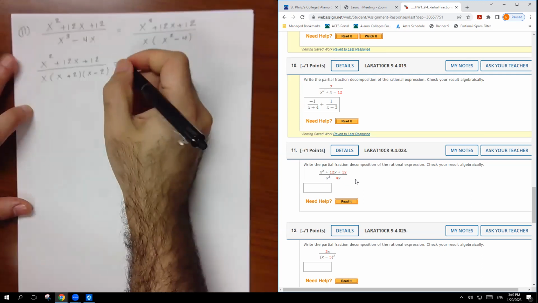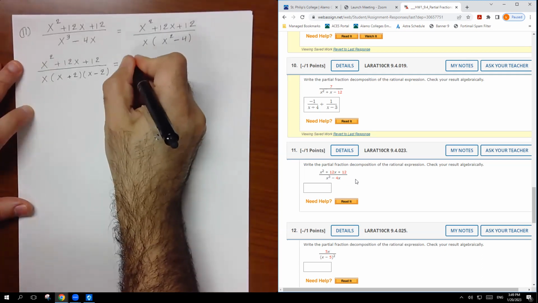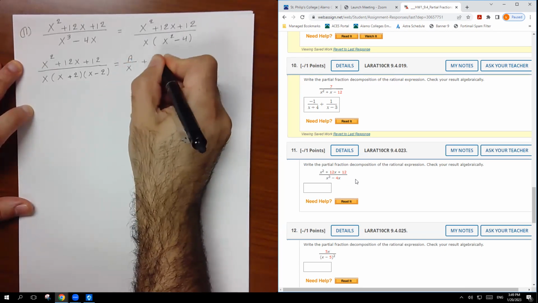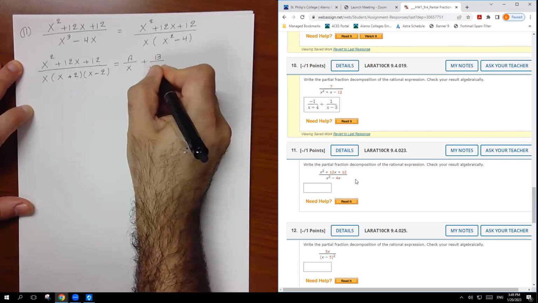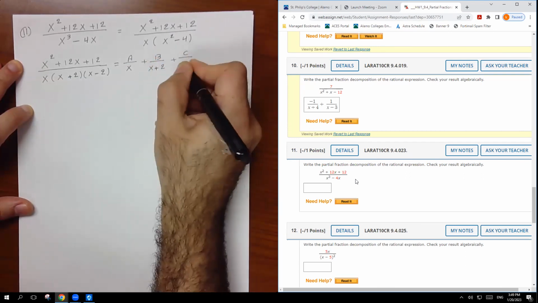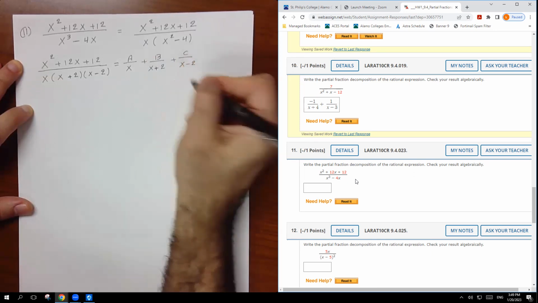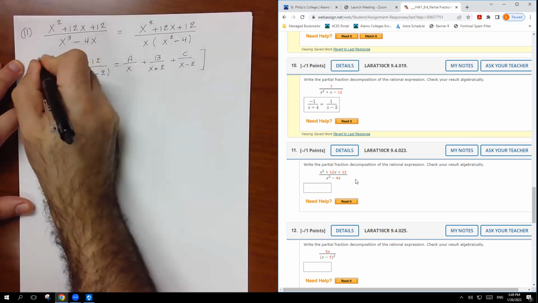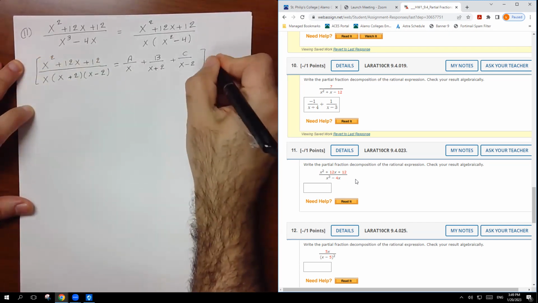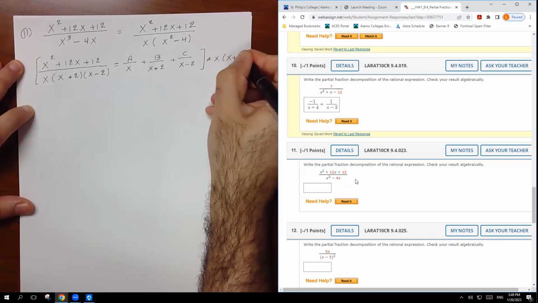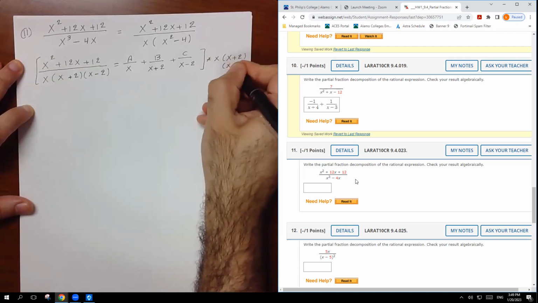So it's going to be equal to A over the first factor, which is x, plus B over the second factor, which is x plus 2, plus C over the third one, which is x minus 2. So now we're going to multiply by the least common denominator, which is x times (x plus 2) times (x minus 2).